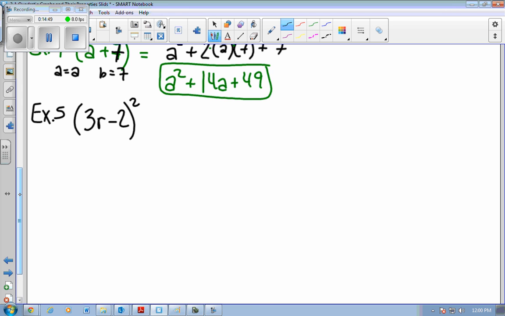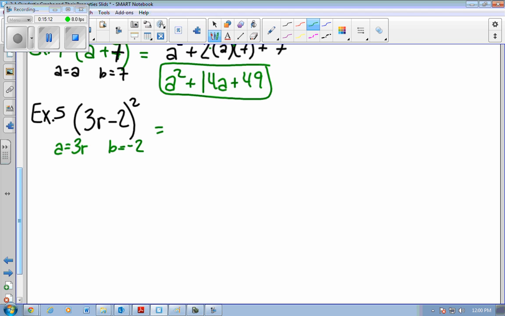All squared. Okay, so Alex, what's in the A position? Okay, in the B position, McKenna, -2. Okay? So again, we take the first guy.